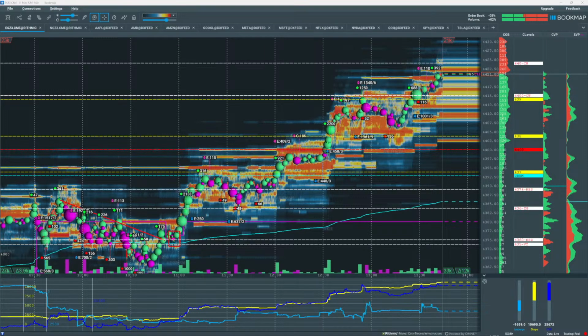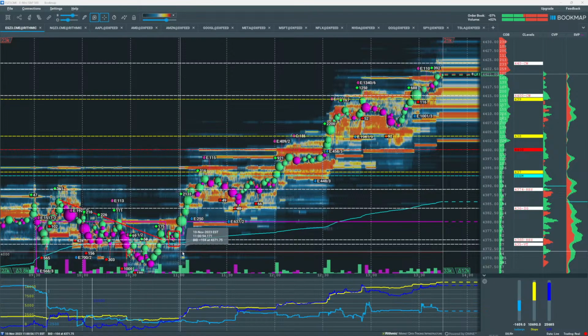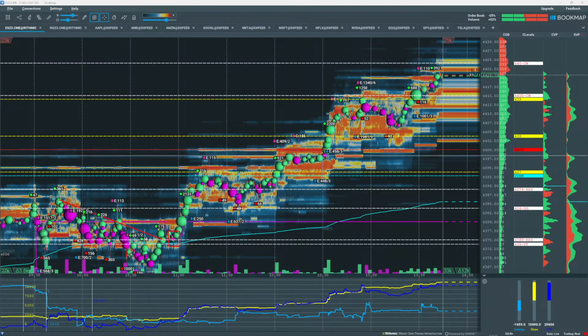And the rally continues. And I'll talk about setups in a few minutes, or the one setup for today. All right, so that is the S&P 500.